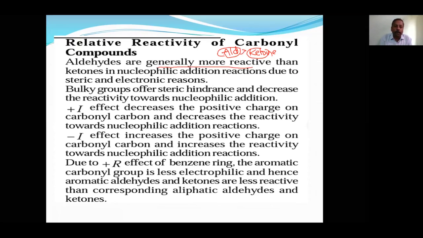Why? Because of steric and electronic repulsion. Steric and electronic repulsion means it is not some big thing. See here in the alkyl group, in ketone what happens? There will be 2 bulky groups. And when the nucleophile wants to come with electrons, what will they do?